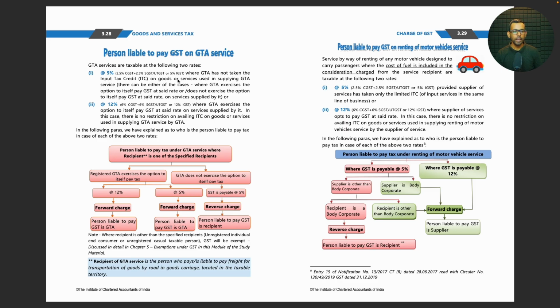But in this case, 5%, where the GTA has not taken input tax credit used in supplying the service, the GTA exercises the option to pay GST itself, or does not exercise the option to pay GST itself. In those cases, 5%. 12% is when there is no restriction on ITC. So generally I don't think anybody will use this 5% option, because in this case I am not getting input tax credit, and at the same time I have to charge GST. So generally no transporter will go for this.